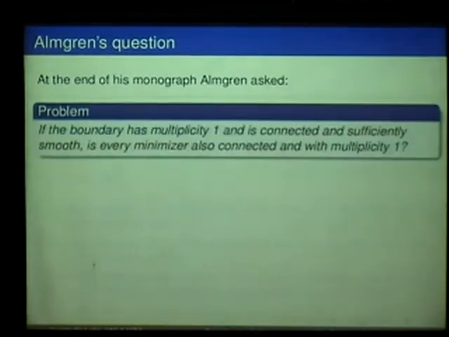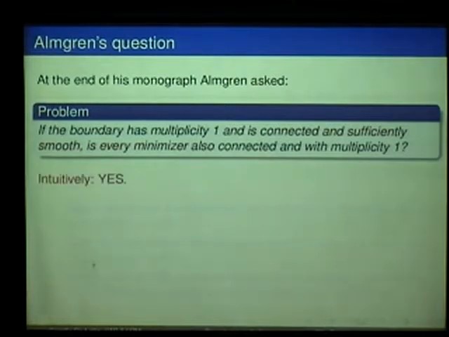Okay, so here is a question which is very natural. So assume your boundary for the solution of the Plateau problem is a connected surface with multiplicity 1. Then, although I've given you examples in which you might have minimizers which have higher multiplicity, so remember these two disks which are on top of each other, you would expect that is only happening if your boundary data is disconnected, right? So if your boundary data is connected, you're expecting that is not going to happen. So you expect that the minimizer is connected and has multiplicity 1.